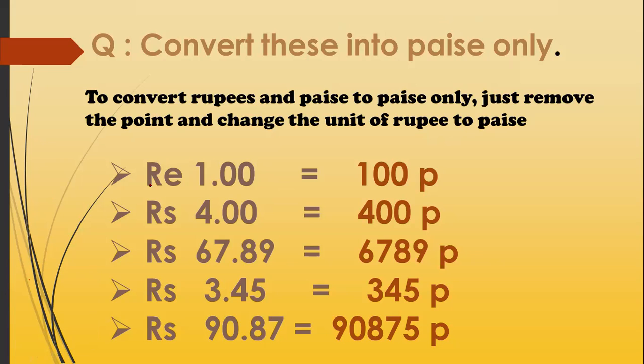Now here you can see rupees 4.00. What we will do, we will just remove the decimal and write 400, and in place of rupees we will write the unit of paisa, P. The P is the unit of paisa.